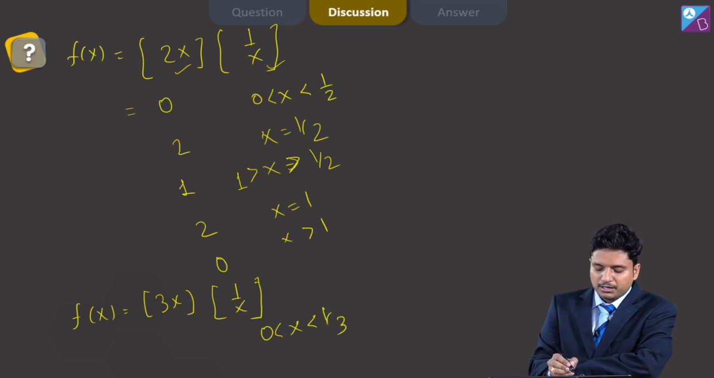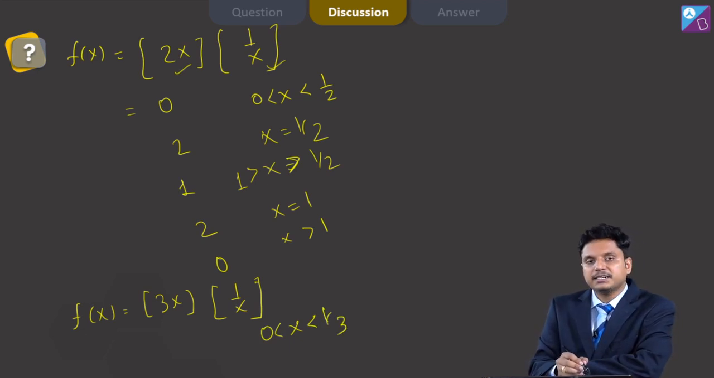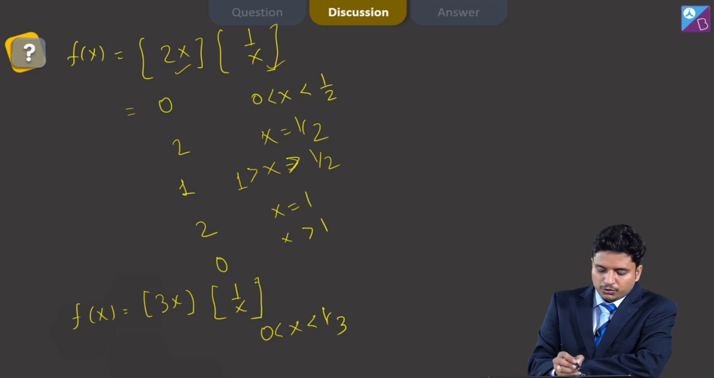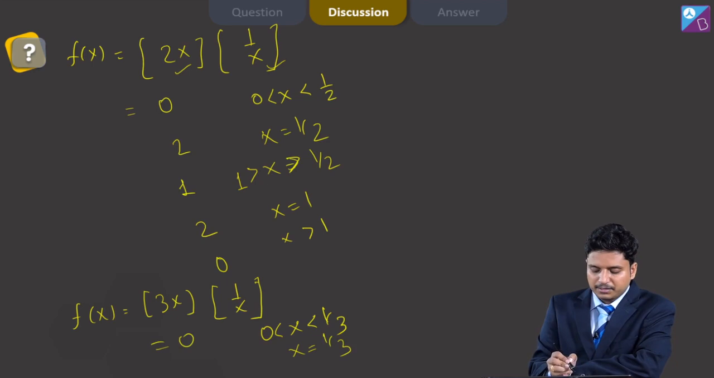0 to 1 by 3, this 3x's integer part will be 0. So this will be equal to 0. But when x is equal to 1 by 3, what will be the situation? Here it will be 3, here it will be 1. So it will be 3.